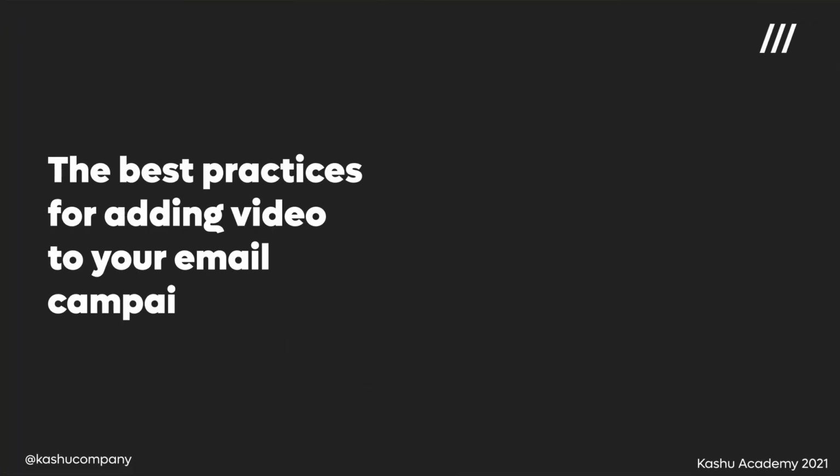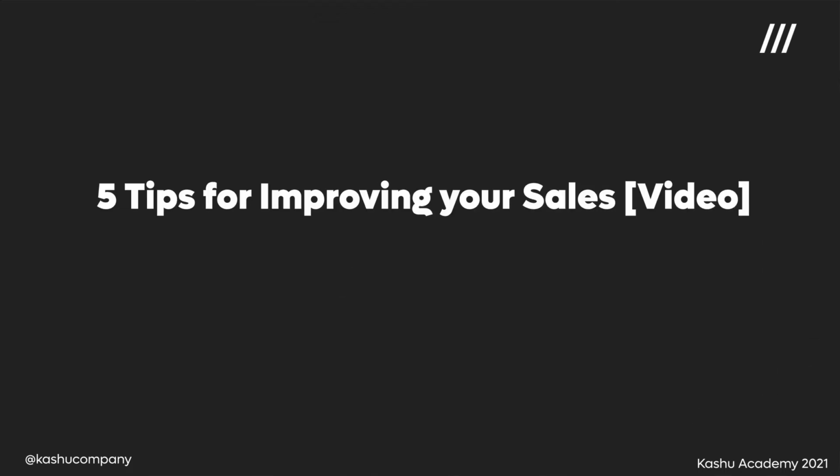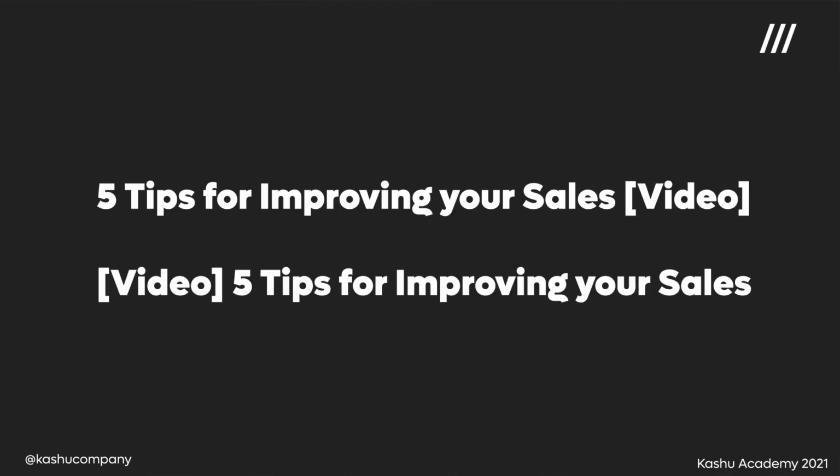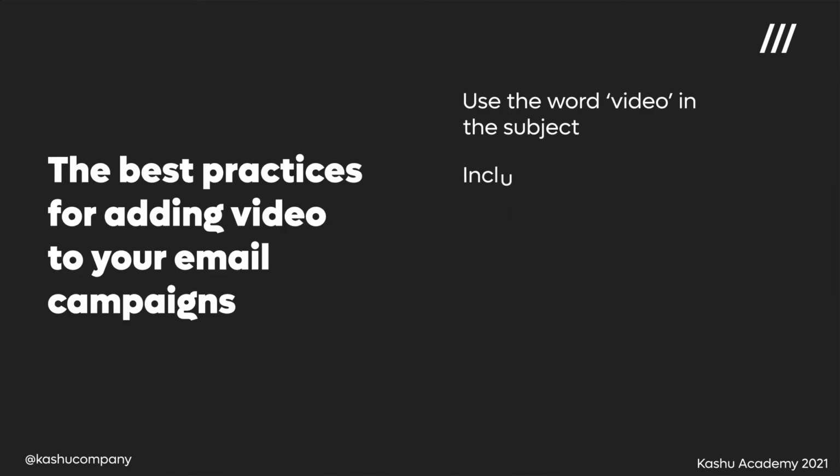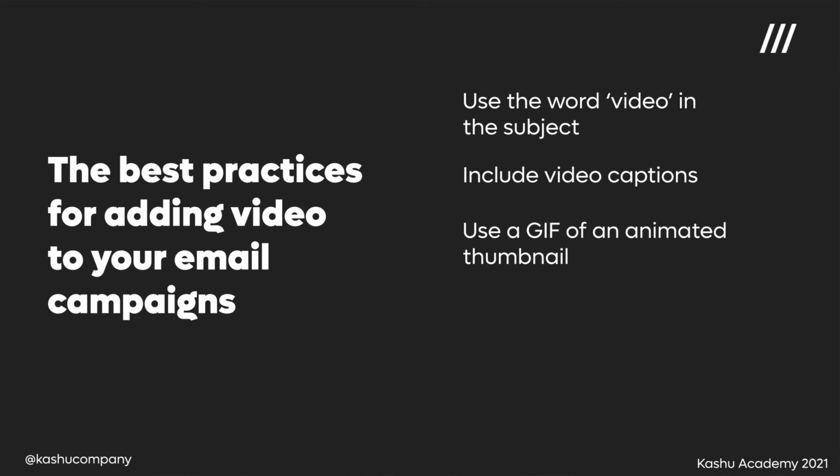Adding the word video in the subject line can be super powerful. Test it to see how it affects your CTR. Here are a few examples. Make sure your video has captions. These days, many people watch videos with their sound turned off, so you want to ensure they're still getting the message. Using GIF thumbnails can skyrocket your CTR too. Not every platform supports them, but most do. So think about adding an animated thumbnail or a GIF.